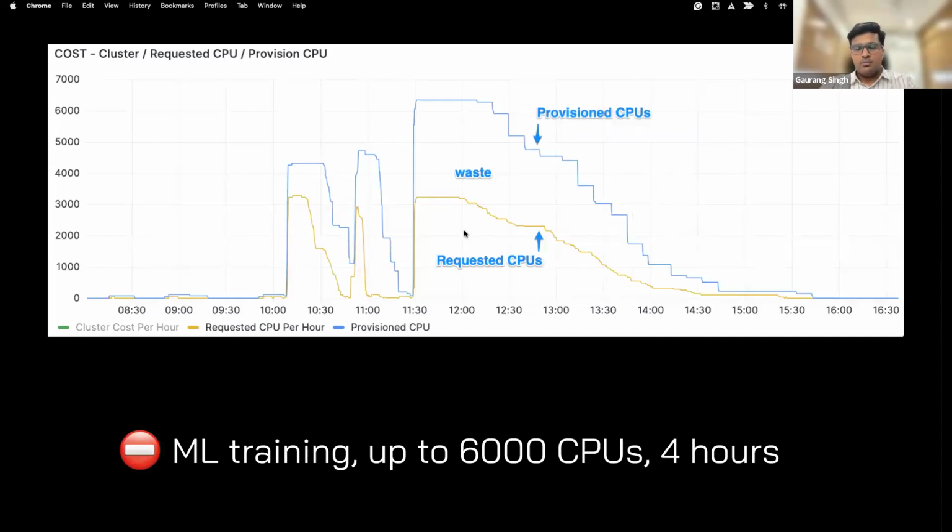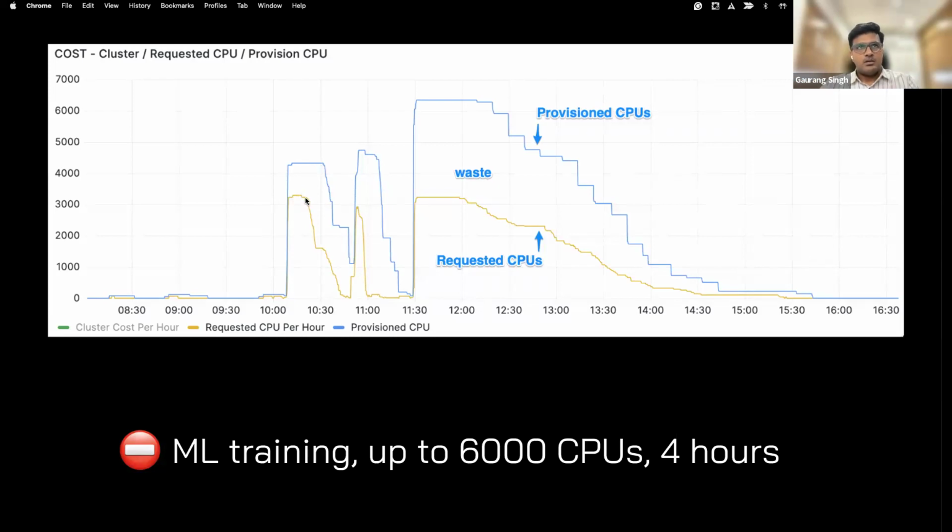One ML training job which we analyzed at one of the customers had the same problem. The training started at 10 o'clock. Once the training started, the application started making massive requests, so it went up to almost 3 to 4,000 CPUs. So the autoscaler provisioned 4,000-something CPUs, and the application was asking for 3,000 plus CPUs. That's okay. Sometimes autoscalers generate more capacity, but it stays at the same level, right?